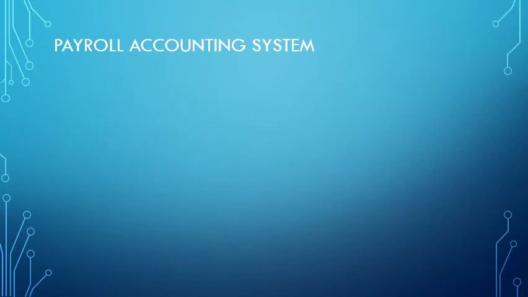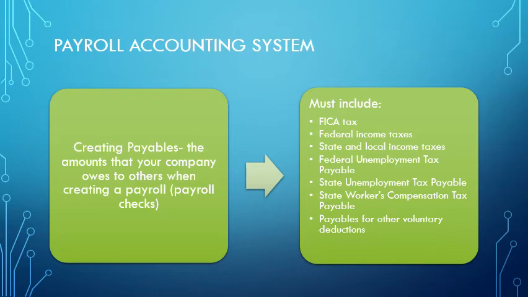The payroll accounting system also includes creating payables, and these are the amounts that your company owes to others when creating a payroll. And payables must include FICA tax, federal income taxes, state and local income taxes, federal unemployment tax payable, state unemployment tax payable, state workers' compensation tax payable, and payables for other voluntary deductions.